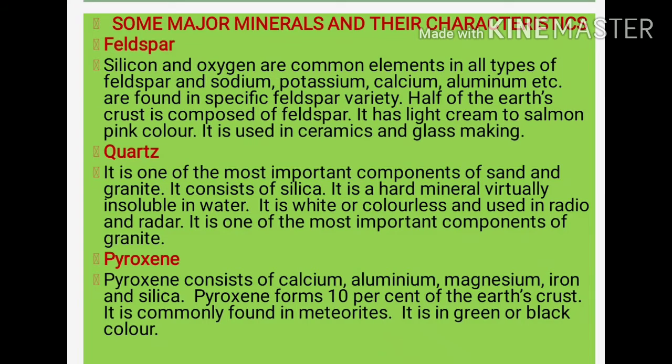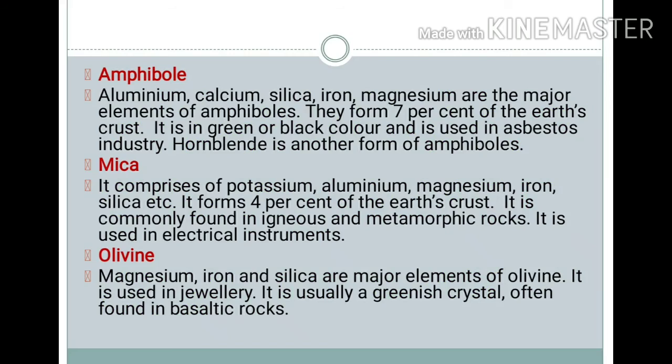Third one is pyroxene. Pyroxene consists of calcium, aluminium, magnesium, iron and silica. It forms about 10% of the earth crust. It is commonly found in meteorites. It is green or black in color. So these are the characteristics of feldspar, quartz and pyroxene.